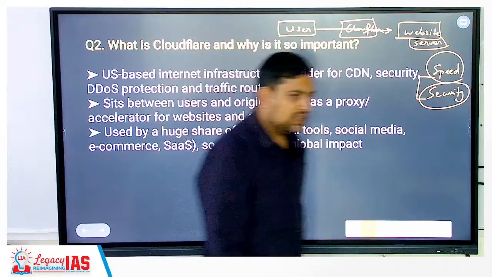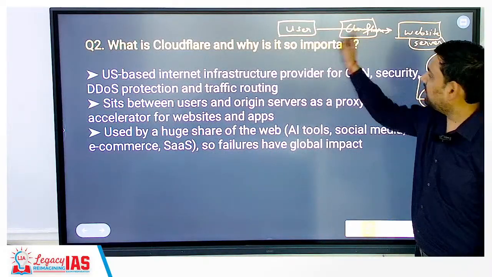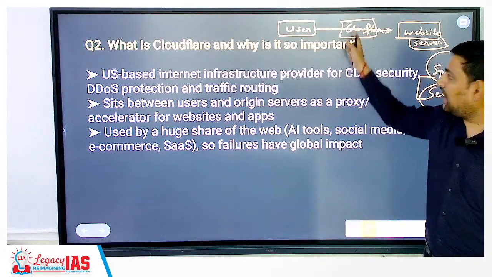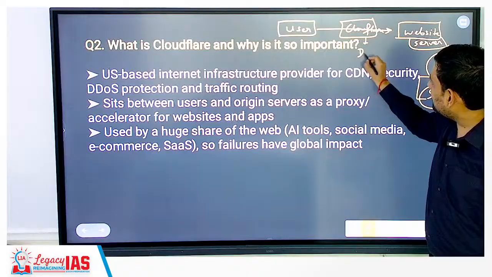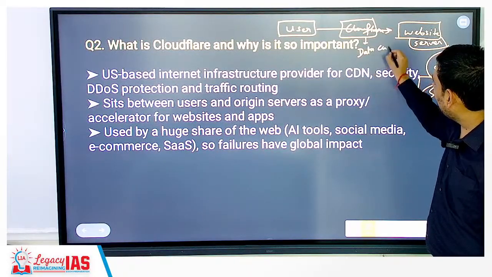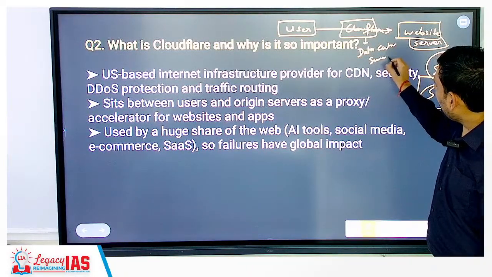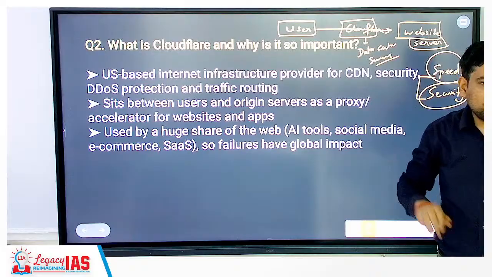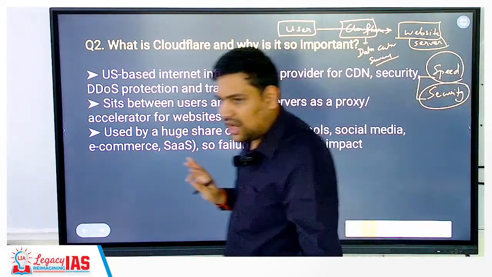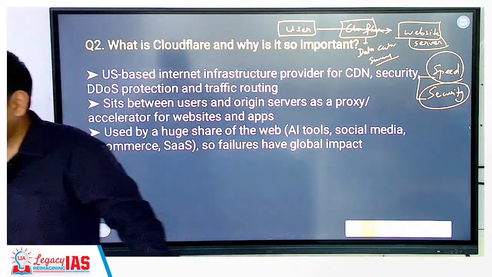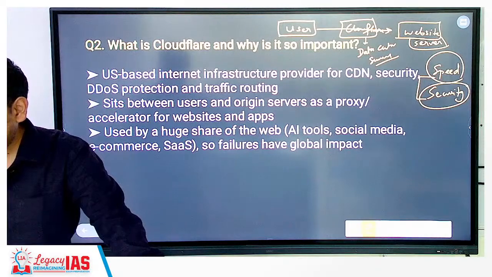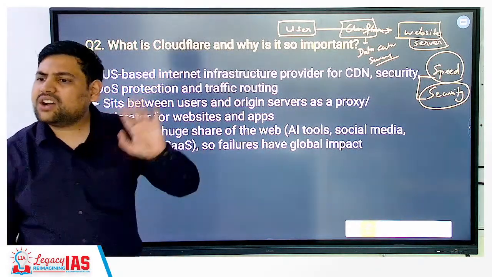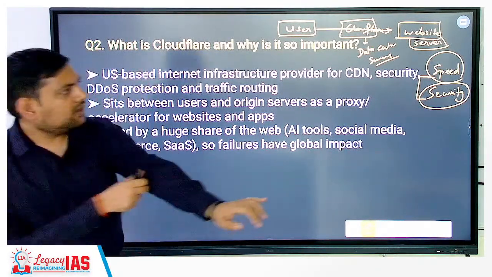Okay. So what will it do? The user's request will first go to Cloudflare. Now Cloudflare has data centers or servers across the globe. Okay. So many servers, many data centers they have already made. They don't reveal how many data centers or servers they have, but they have thousands and thousands across the globe.